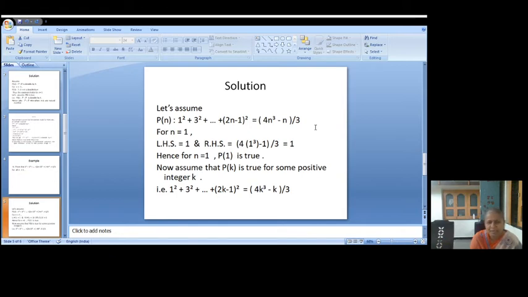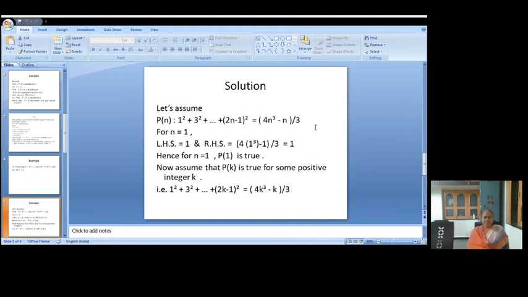Always remember we have to prove the statement for n equal to 1 first. Then next our assumption is that for some positive integer k the statement holds, and then we prove that it also holds for k plus 1, and hence according to this theory of mathematical induction we say that the statement holds for all the values of n.